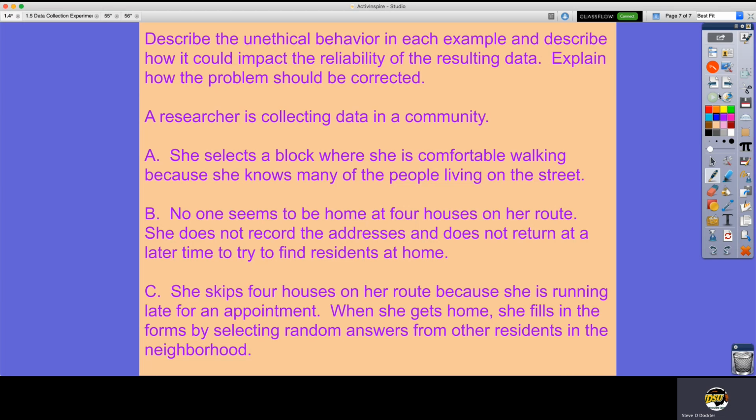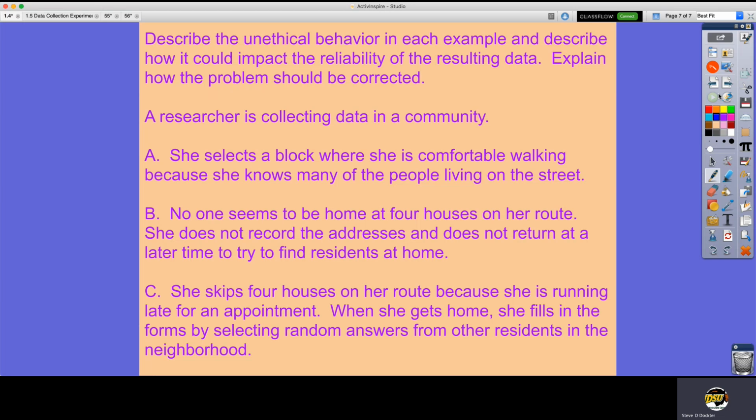All right. So the first one, she selects a block where she is comfortable walking because she knows many of the people living on the street. Are there issues with the data that she's going to get? Yeah, what would those issues be? Yeah, she knows everybody. So there's bias already built in, isn't there?